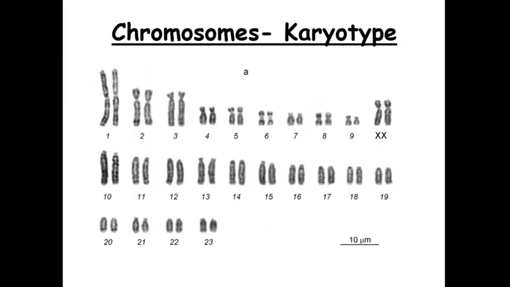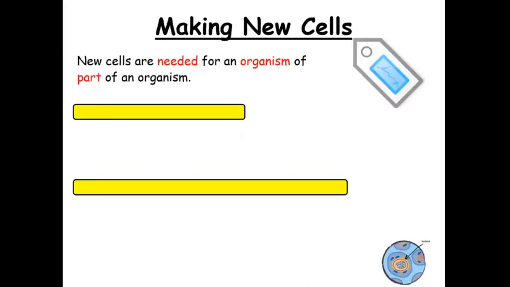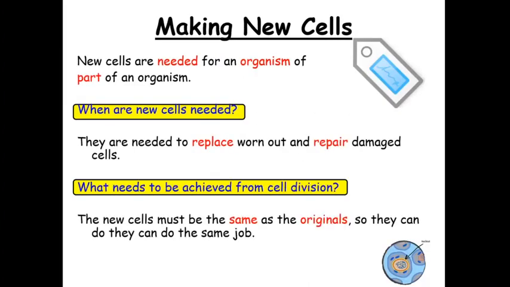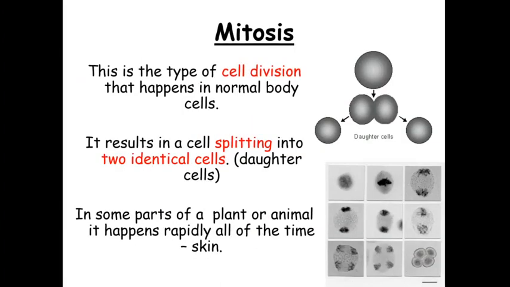A karyotype is a picture of your genome, and that genome shows 23 pairs of chromosomes, where one of the pairs is a sex chromosome. Okay, so this one's female because it's XX. But cells are constantly needed. The nucleus of each cell that contains the DNA that codes that cell, tells that cell what to do, needs to be replicated and passed on to new cells. All the new cells must do exactly the same job as the original, so they need the exact same DNA. So that's where we're first going to look at mitosis.